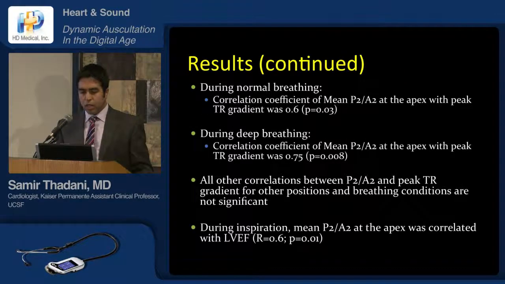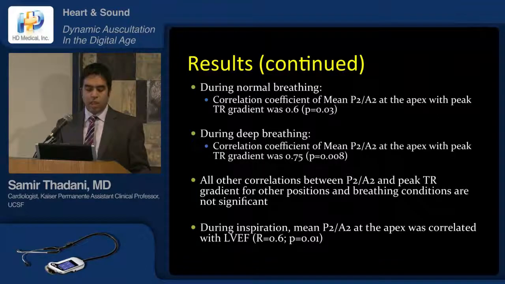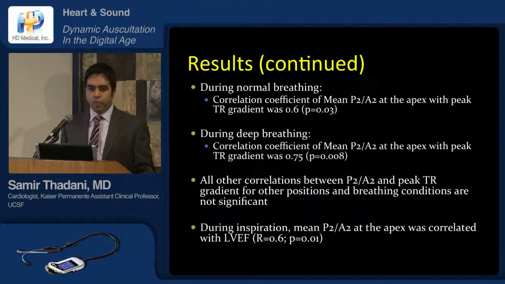as well. And so during normal breathing, the correlation coefficient of the mean P2 to A2 at the apex with the peak TR gradient was 0.6, which was significant. During deep breathing, the correlation of the same ratio with the peak TR gradient was even better at 0.75. And looking at all other correlations of this ratio with the peak TR gradient for other auscultation positions and other breathing conditions, it was not significant. And then during inspiration, the mean P2 to A2 at the apex was correlated with the ejection fraction.